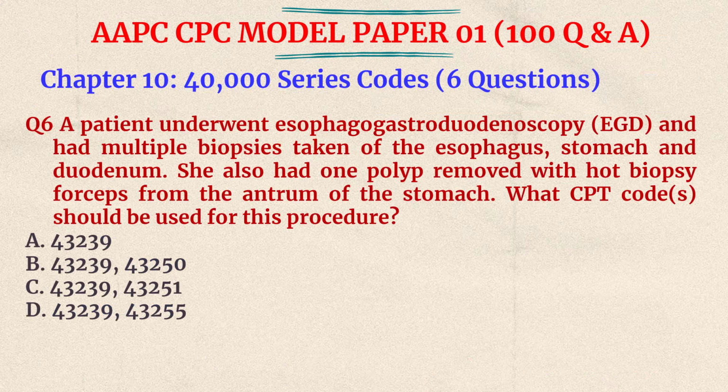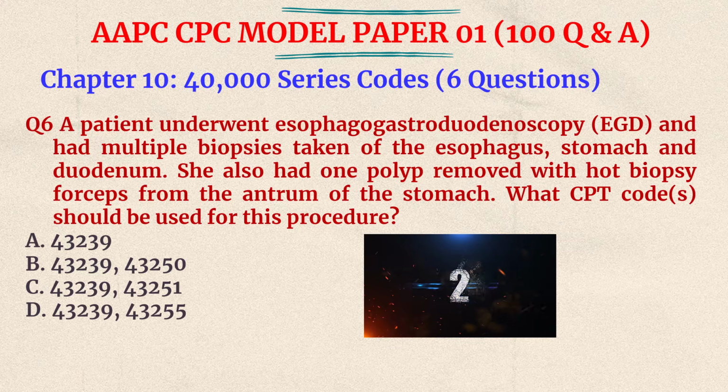Sixth question of the 40,000 series codes. A patient underwent esophagoduodenoscopy and had multiple biopsies taken of the esophagus, stomach, and duodenum. She also had one polyp removed with hot biopsy forceps from the antrum of the stomach. What CPT code should be used for this procedure? So there are 43,000 codes available. Please pause the video, take your CPT code book and find the answer.